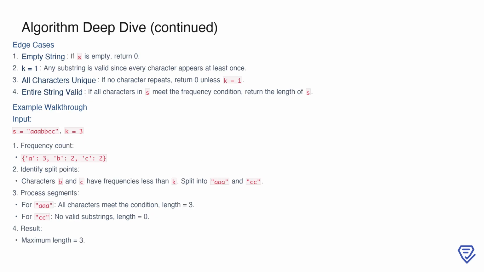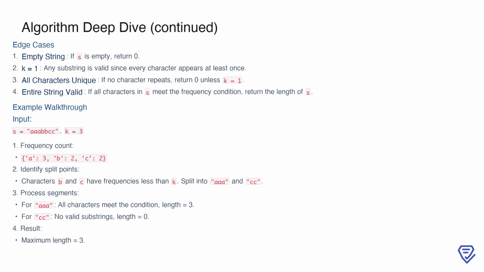Handling edge cases is essential in this algorithm. If the input string is empty, we simply return 0. When k is 1, any substring is valid, as every character appears at least once. If all characters in the string are unique, no substring can satisfy the condition unless k is 1, in which case the entire string is valid.